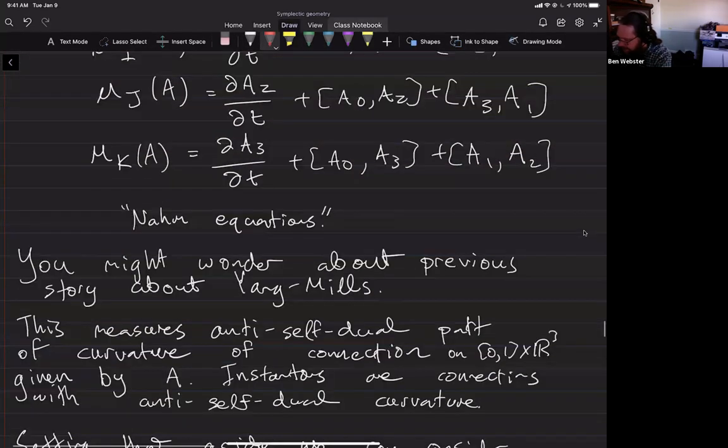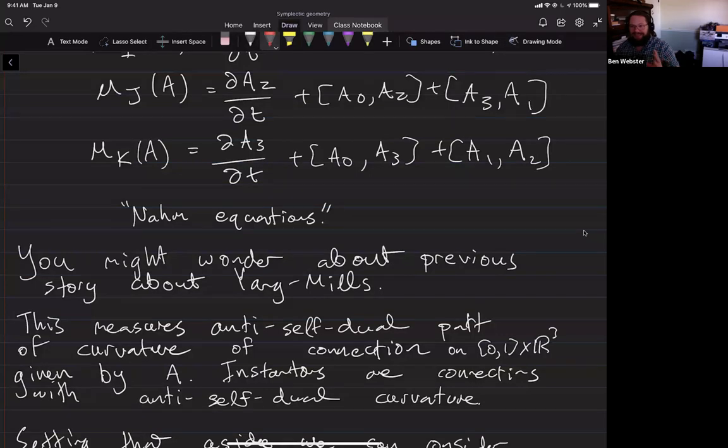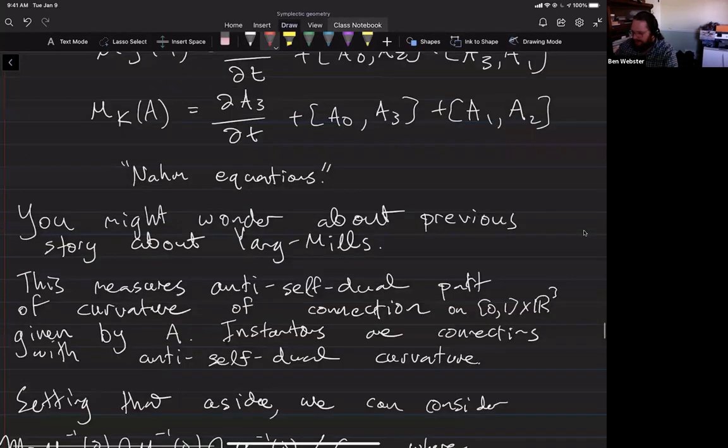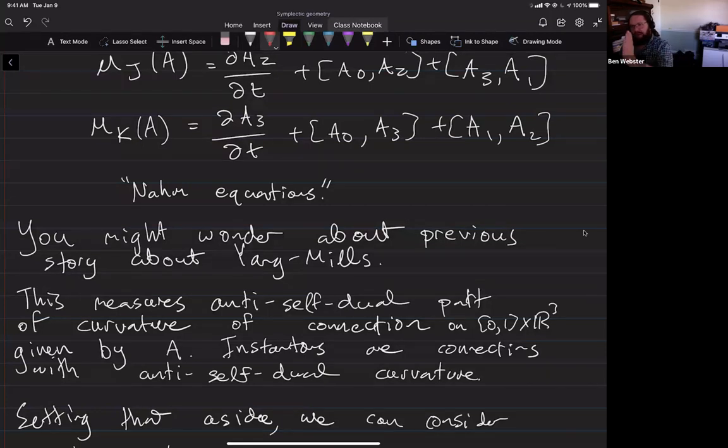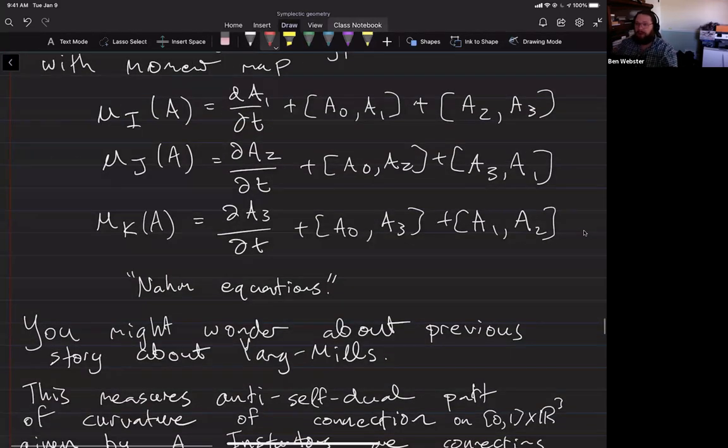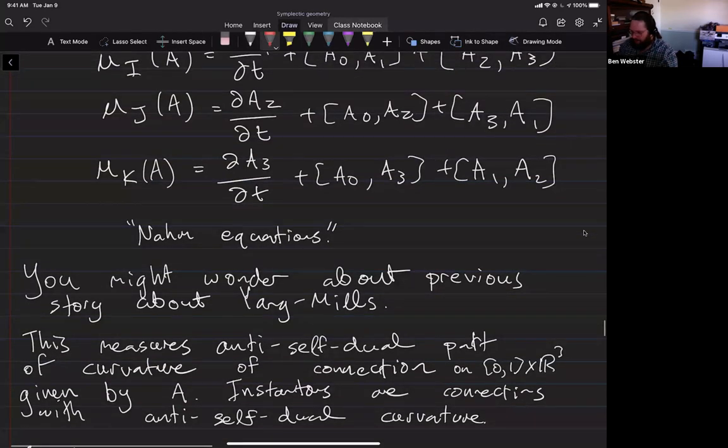And you might wonder if this has anything to do with this story about Yang-Mills we had before. And I want to emphasize, it's complicated. There is some relationship, but it's not something totally obvious. One thing I will say is you can think of this moment map as measuring, if you think of your A0, A1, A2, A3 as a connection on the interval times R3, which is constant in the R3 direction, then these formulas on the right-hand side are not all of the curvature, they're the anti-self-dual part of the curvature. And so you're getting some story about instantons instead of flat connections. So it's not quite the same, but some of the same ingredients are showing up.